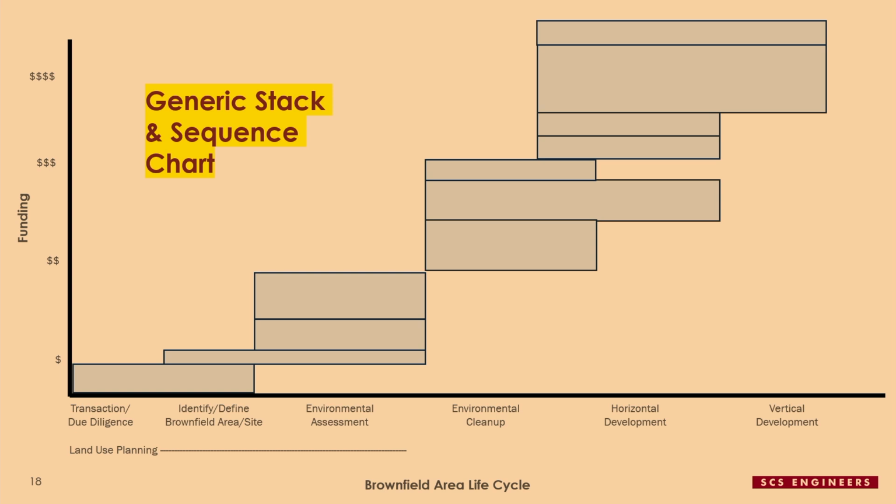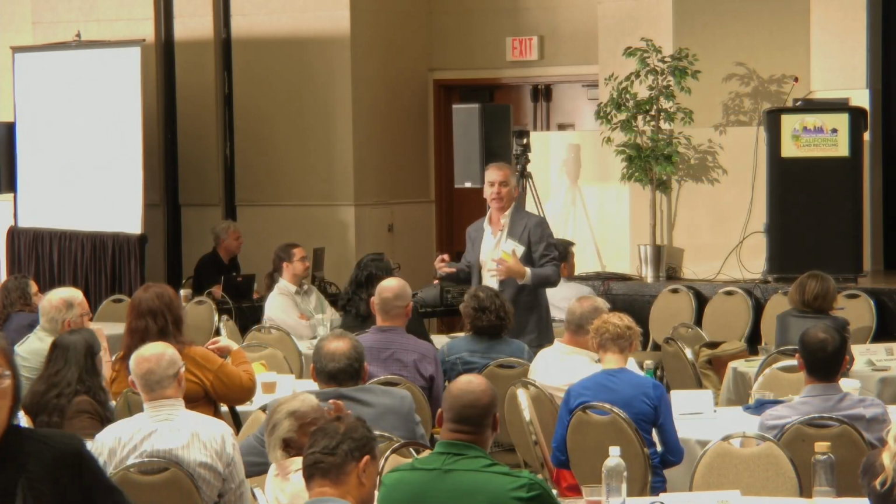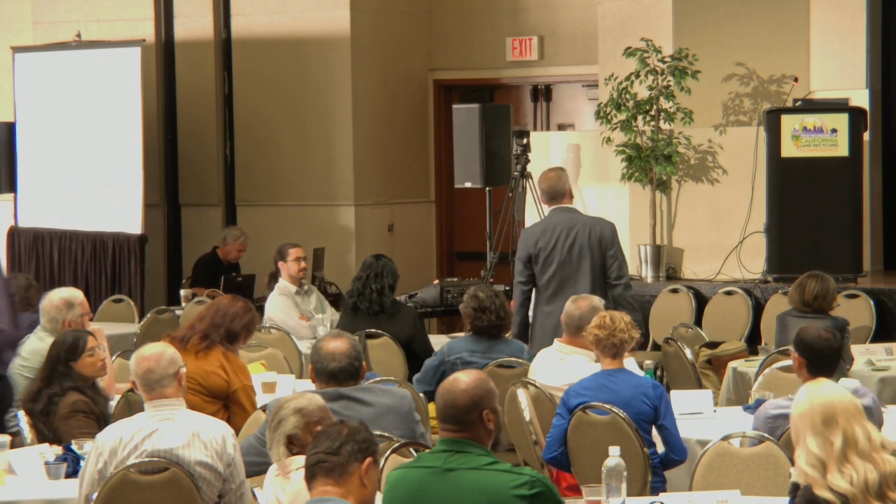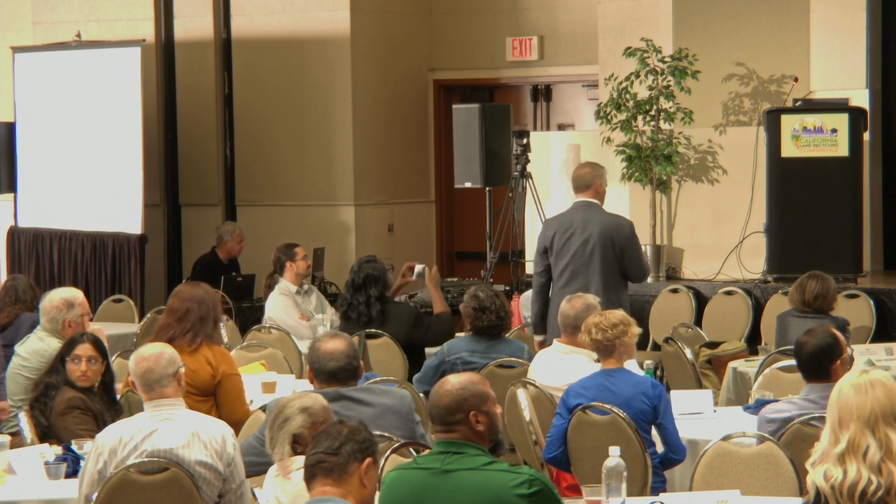So it has to, by definition, the way I'm doing this, be a stair step up, but it takes the overall amount and divides it into the individual phases for development. So when you're doing a stack and sequence chart, you're finding the individual boxes that can pay for environmental cleanup, horizontal development. You're figuring out how they integrate together, how they can be stacked with other sources, and how they can be sequenced. So that's what that chart is going to look like.